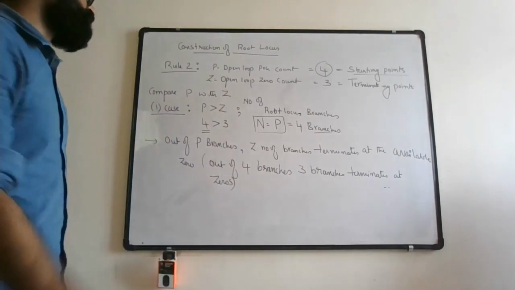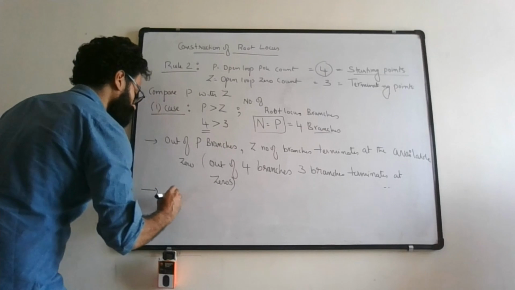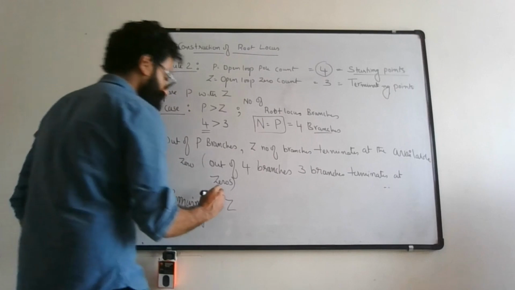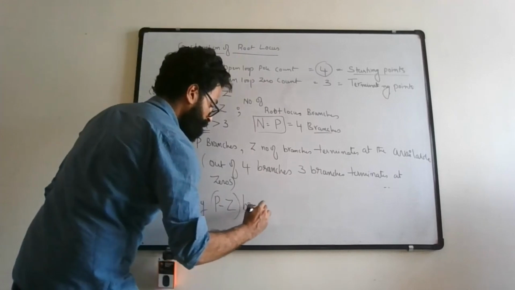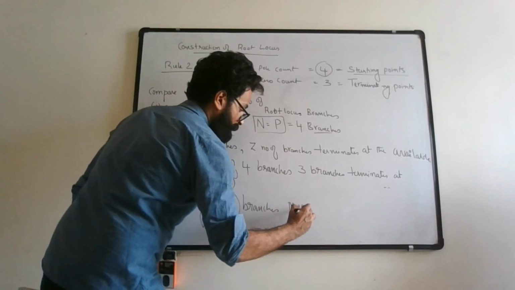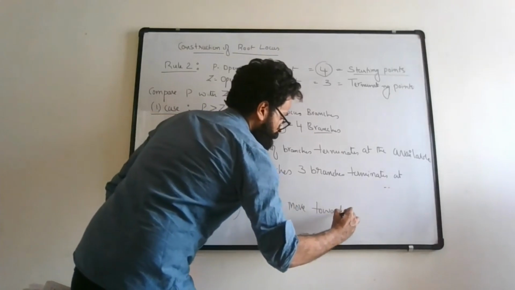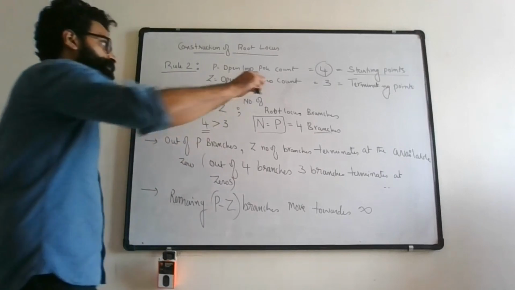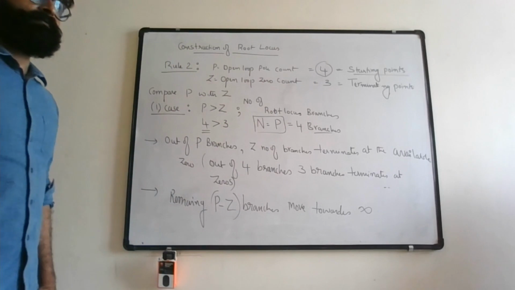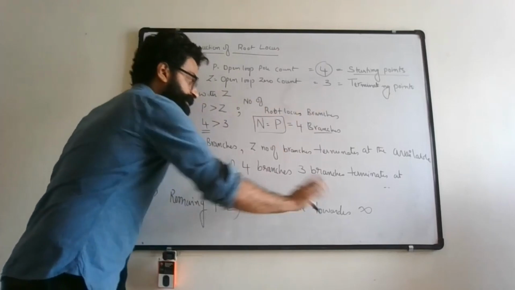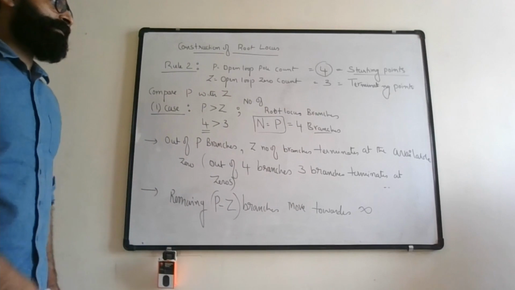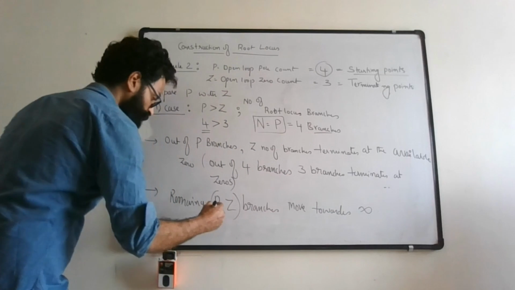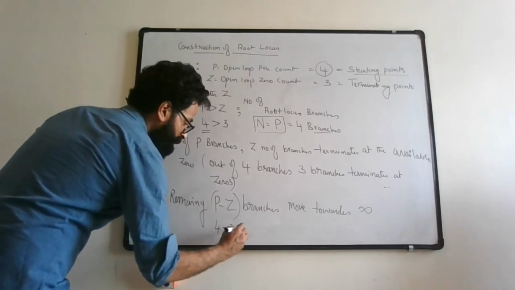Terminate the zeros, and the remaining P minus Z branches move towards infinity. We started with 4 branches. Out of 4 branches, 3 are getting terminated at the available zeros, and the left out count is 1. So one particular branch will move towards infinity. In our case, 4 minus 3 is equal to 1.